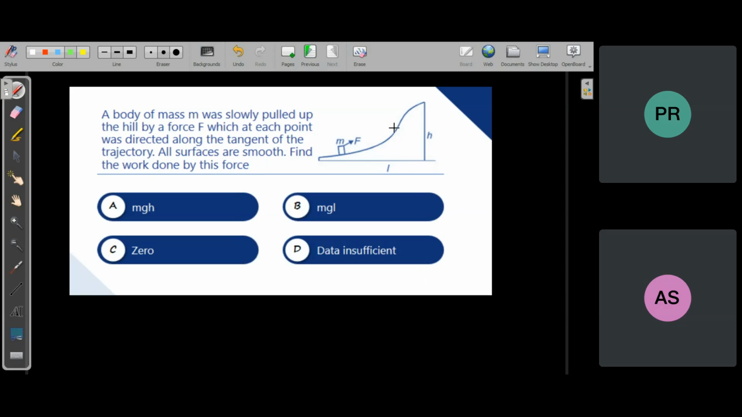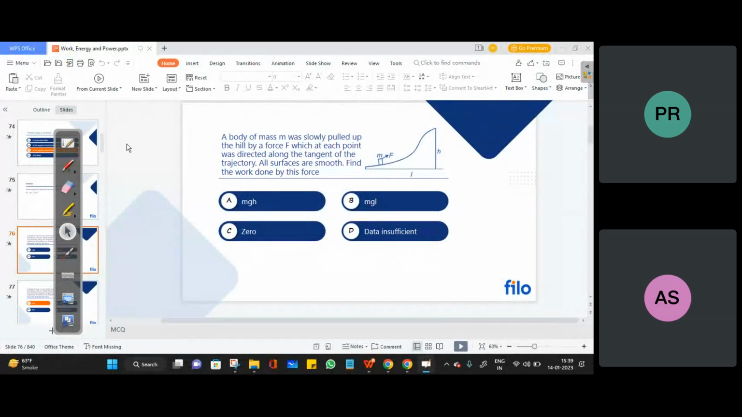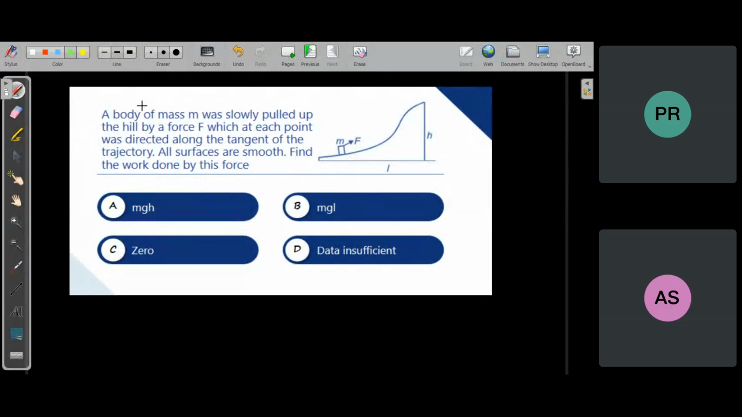Okay, so what is the time now? We have already completed more than 1 hour. Okay, this is the last question. You can just try.